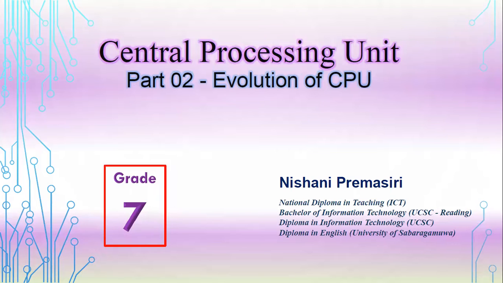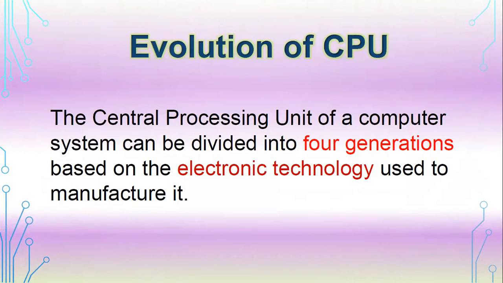In this chapter, Part 2, I am going to discuss the evolution of the CPU. I think you have got an idea about the CPU in the first part of this chapter. So students, today we are going to learn how the CPU has evolved, or what the generations of the CPU are. The central processing unit, or CPU, of a computer system can be divided into four generations. It is based on the electronic technology used to manufacture it. So let's see what those generations are and what the examples for each are.